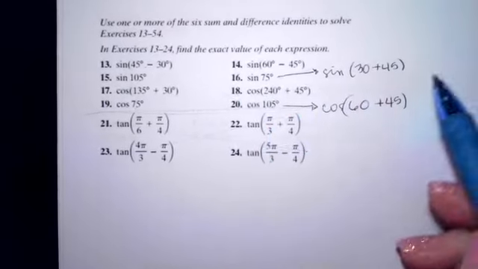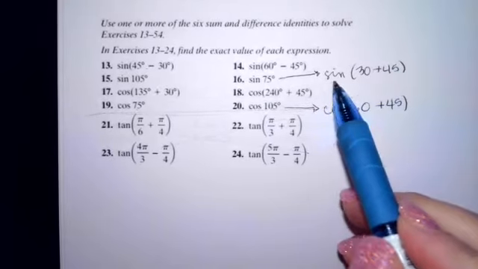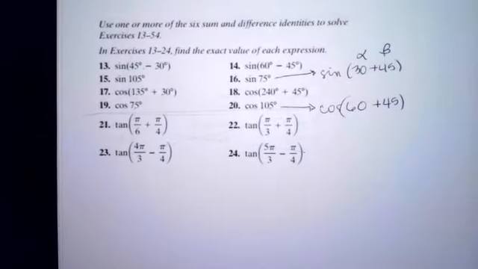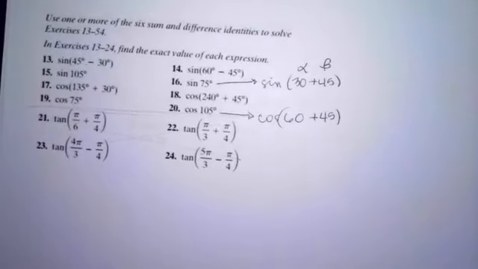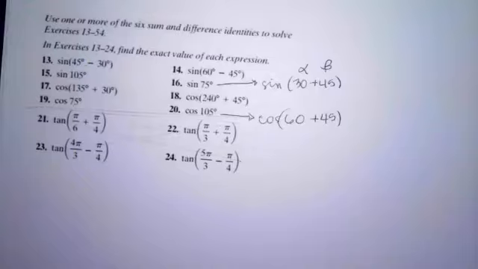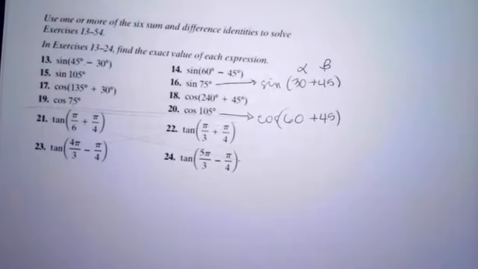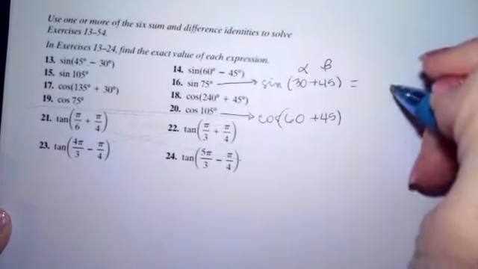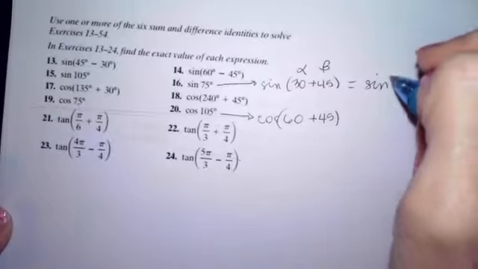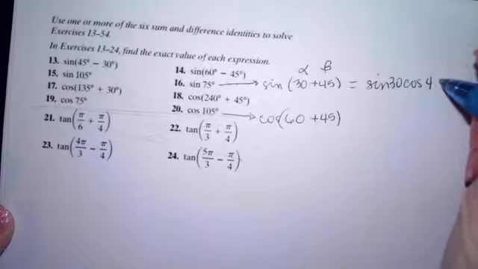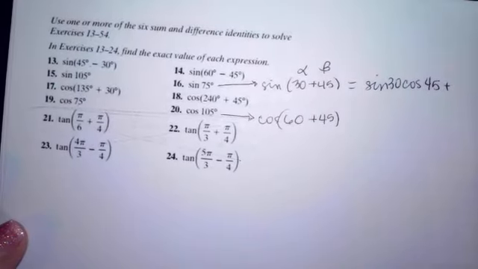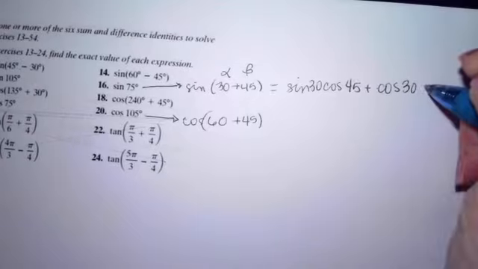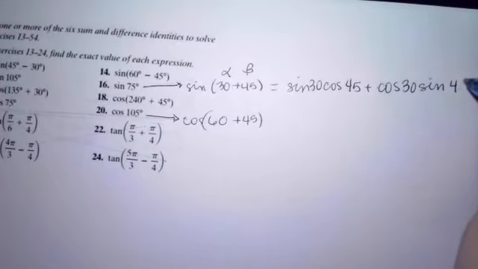So sine of 75 is sine of 30 plus 45. This is the alpha, this is the beta. So then for sine, we are going to have the sine of 30 cosine of 45 plus cosine of 30 sine of 45.